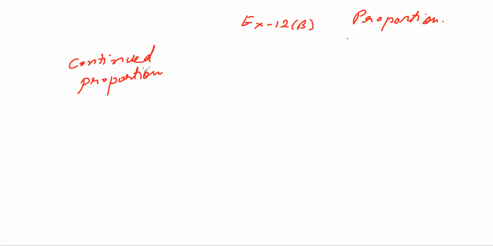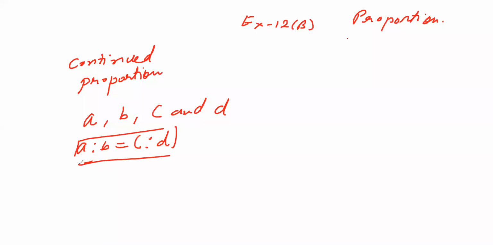So if A, comma B, comma C, and D are four numbers and they are in proportion, it means A ratio B is equal to C ratio D. This is the basic relationship between A, B, C, and D if they are in continued proportion.